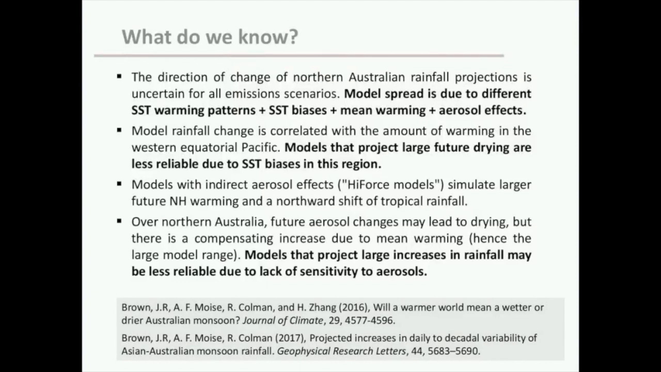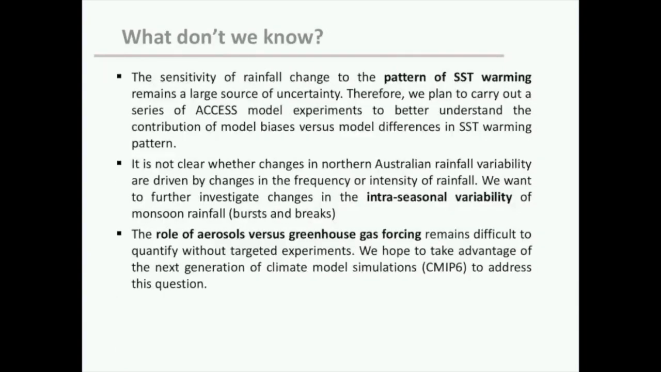Models with indirect aerosol effects simulate large future Northern Hemisphere warming and a northward shift of tropical rainfall. So over Northern Australia, this may lead to drying, but we did find a compensating increase due to mean warming, and that produces a large model range. Unfortunately, models that project very large increases in rainfall may be less reliable than the ones that don't fully capture this aerosol sensitivity. There's a couple of references down the bottom there that you can look up for more details about those studies. And finally, what don't we know?